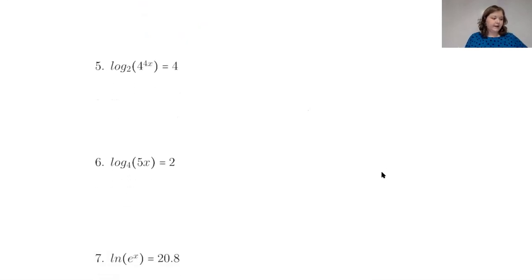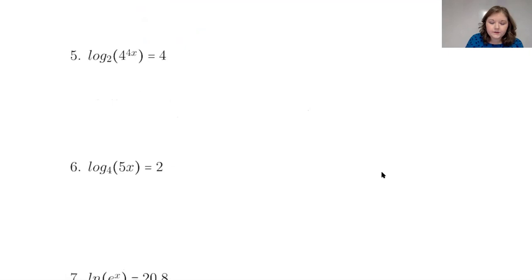So we'll go ahead and start with the first example. Log base 2 of 4 to the 4x equals 4. So the first thing I'm going to do is rewrite this as an exponential equation and then solve it that way.